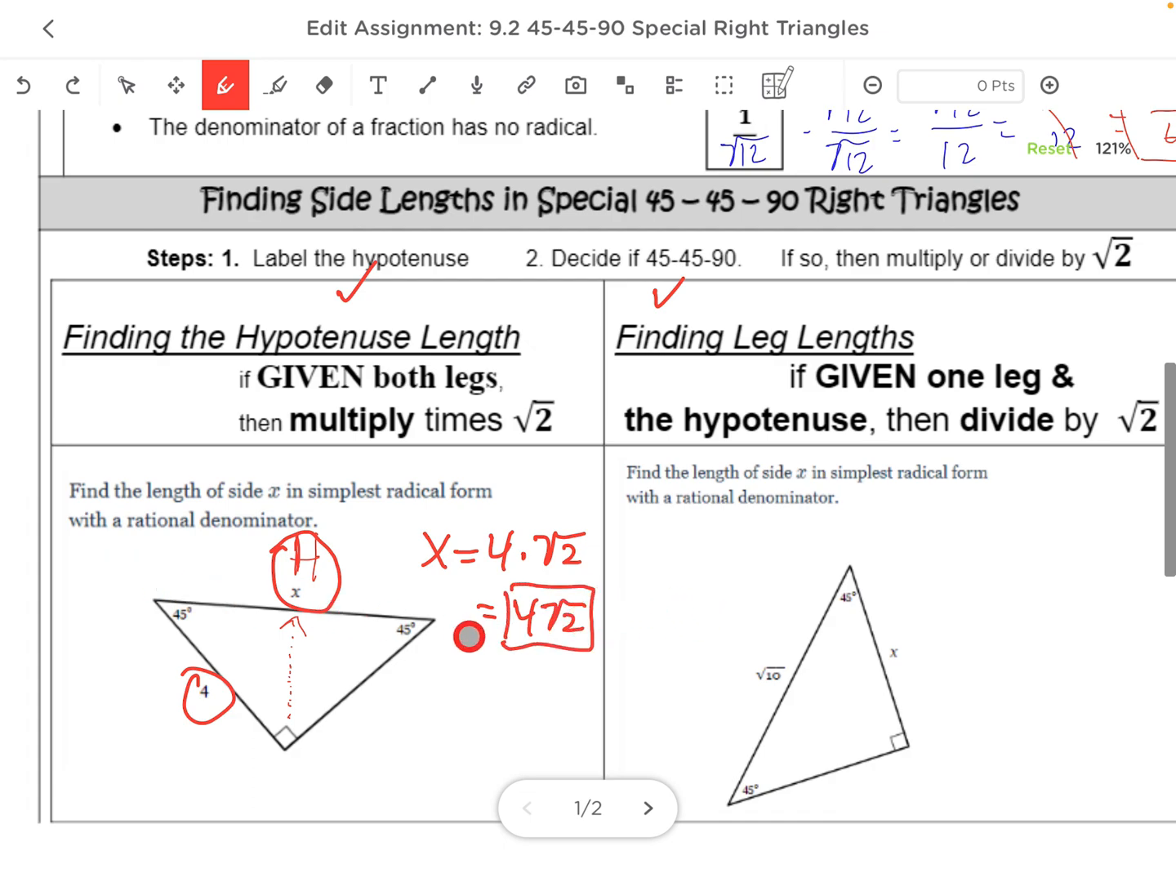Okay, so as long as we understand that relationship, we're just asking ourselves, do we multiply or divide? So if they give us the leg, given both legs, if I know that's 4, then I know that's 4 as well, because it's 45, 45, 90. So given that, I'm going to multiply.